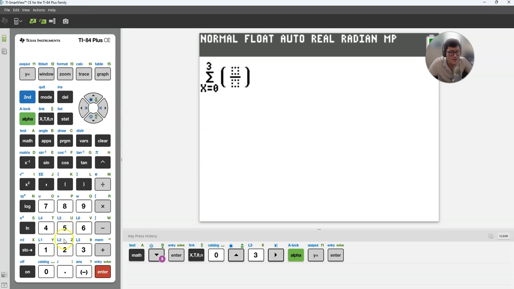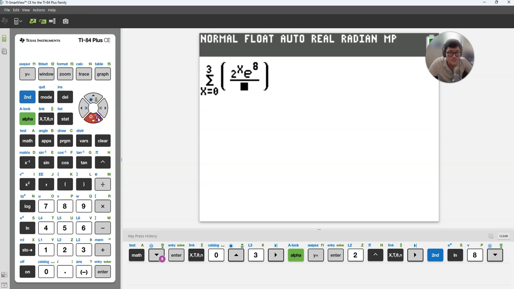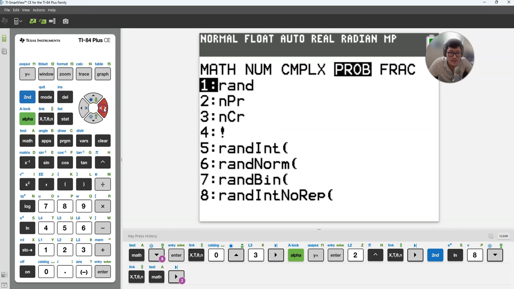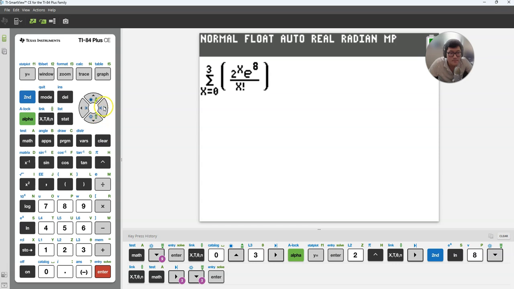So let's type in now, we had 2 to the power of x, and then also in the numerator, we had e to the power of 8. In our denominator, we had n factorial, so I'm going to use x instead of n. The way that we get to the factorial is we press math, and then we go over to the list that says probability, and then we scroll down. In this case, it's option 4.